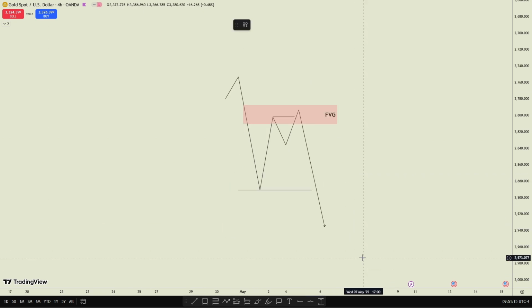Now it works the exact same way for bearish versions. So right here we've got our swing high, swing low, fair value gap, and the wick inside the fair value gap. Price came higher, took out this wick, and we got a drastic move lower to target this swing low.